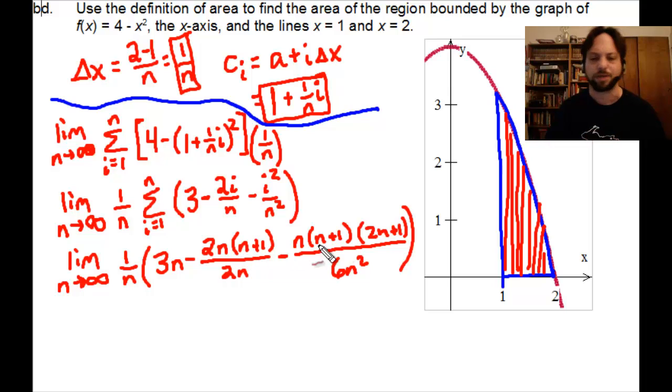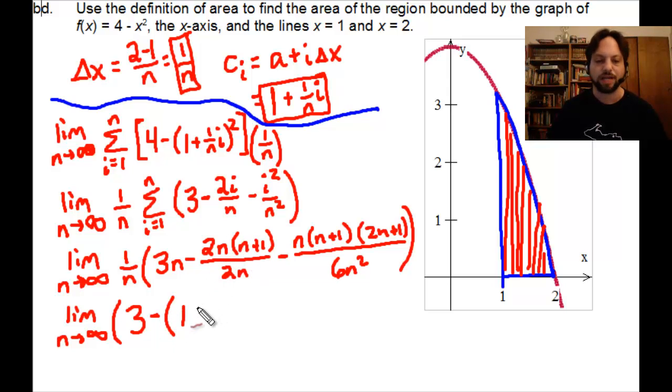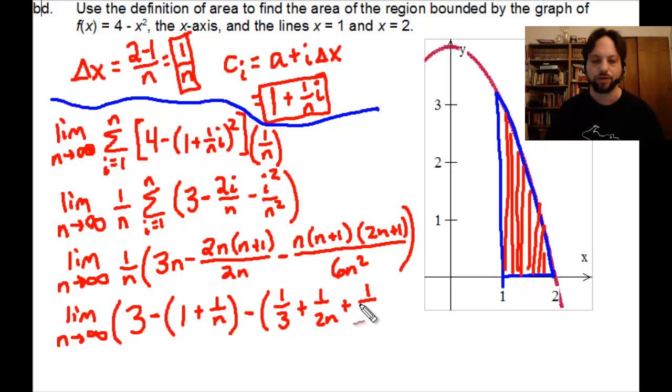distribute this 2n over the n plus 1, and multiply all this stuff right here, what we should end up with is the limit as n approaches infinity. And, well, do all that and then distribute through this 1 over n. 1 over n times 3n is simply 3. When I take care of this middle part here, what I'll get is 1 plus 1 over n. You'll see that for yourself if you actually distribute this and then multiply it by 1 over n. And then this last term is actually going to say 1/3 plus 1 over 2n plus 1 over 6n squared. Do it for yourself. You'll see where that comes from.